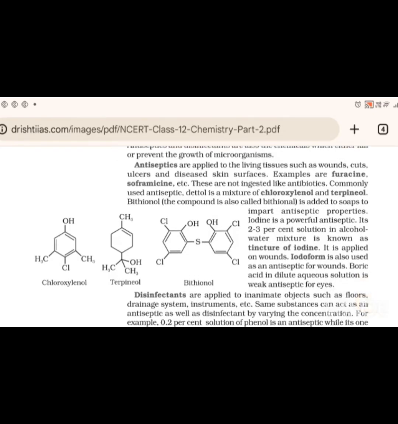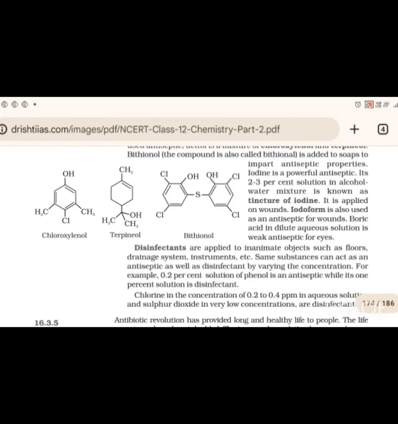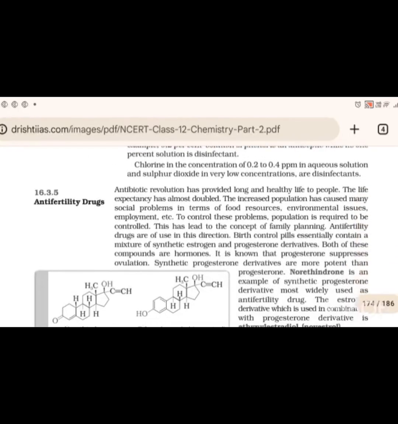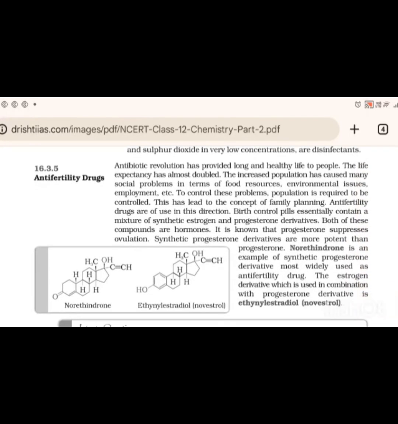Iodine is a powerful antiseptic. Its 2 to 3% solution in an alcohol-water mixture is known as tincture of iodine. It is applied on wounds. Iodoform is also used as an antiseptic for wounds. Boric acid in dilute aqueous solution is a weak antiseptic for eyes. Disinfectants are applied to inanimate objects such as floors, drainage systems, instruments, etc. The same substances can act as an antiseptic as well as a disinfectant by varying the concentration. For example, 0.2% solution of phenol is an antiseptic while 1% solution is a disinfectant. Chlorine and sulfur dioxide in very low concentrations are disinfectants.